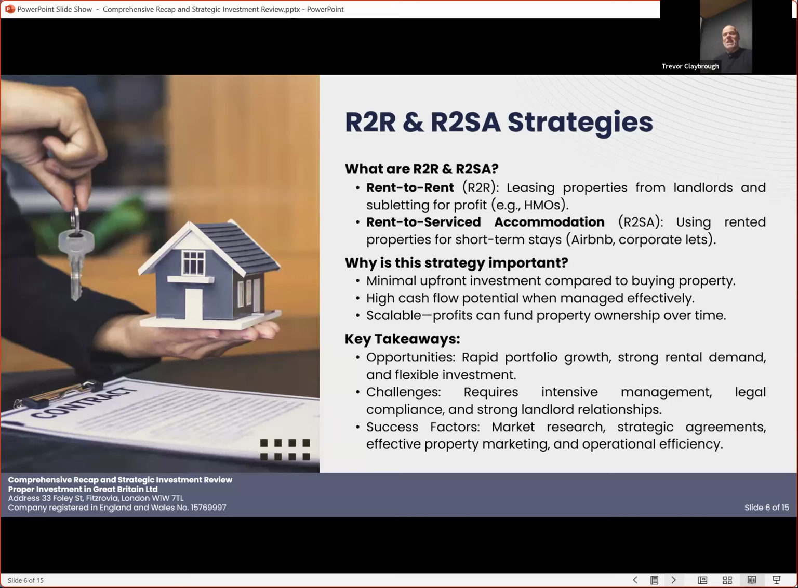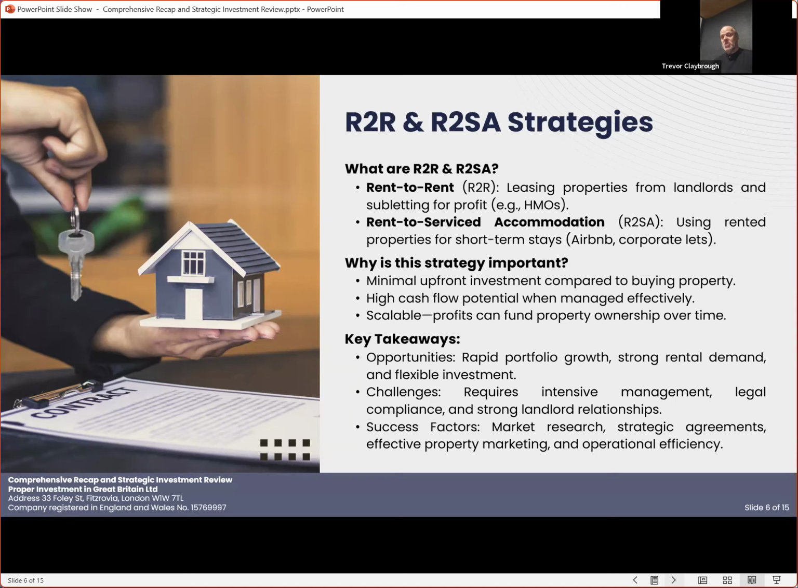And rent to serviced accommodation, pretty obvious, is renting a property at a fixed rent from a landlord and then renting it out on Airbnb. There's a lot of things. This is quite management intensive. It is possible to pay someone to find one, so there are sources that will find rent to rent properties, and possible to pay someone to manage them. But if you're doing both of those, at the end of the day, you're not going to make that much on it.